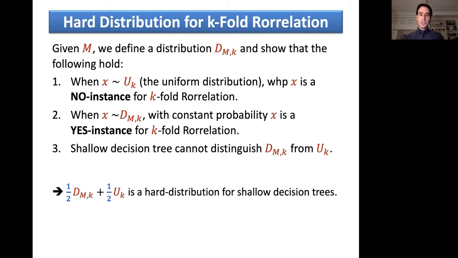And the third bullet, which is the hardest one, is to show that a shallow decision tree cannot tell the difference between these two cases. Combining these three items together, you can show that this distribution that samples with probability 1/2 an input from DMK and with probability 1/2 an input according to UK is a hard distribution. It's hard for shallow decision trees to solve inputs sampled from this hard distribution.